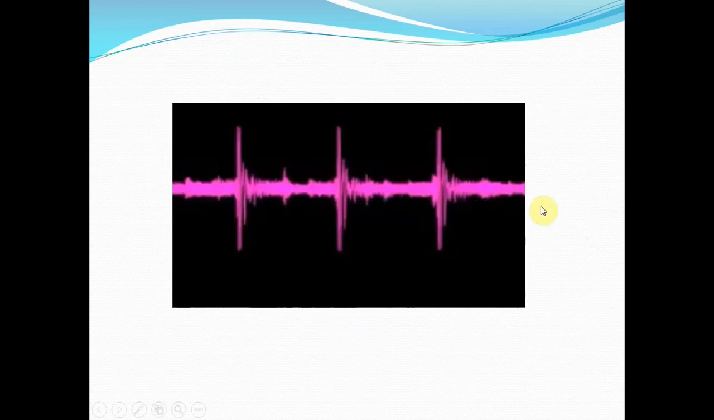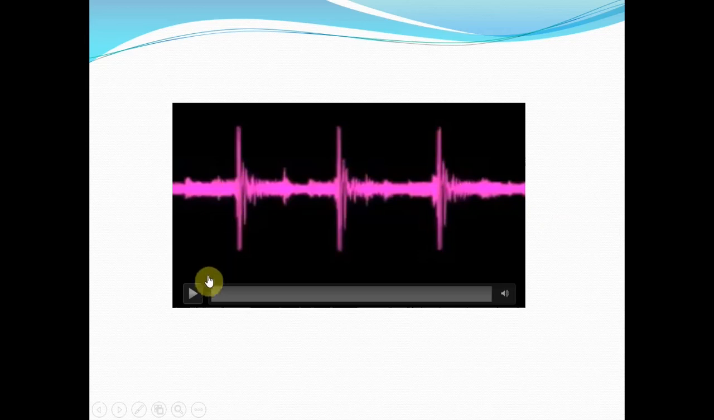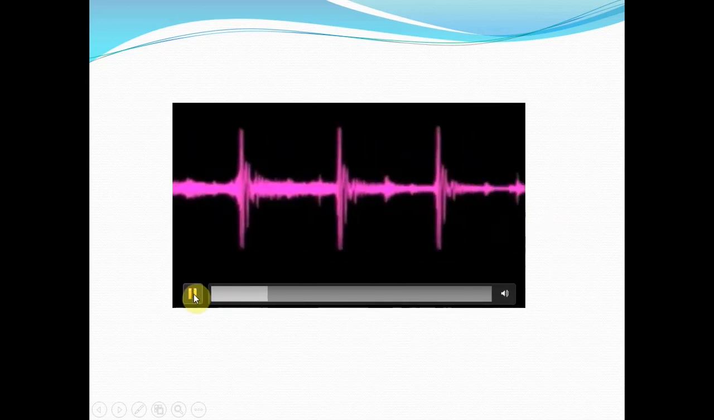waveform. This is an example of an audio waveform. If we're going to play it, this is the amplitude, and this is the frequency or the pitch of the audio.